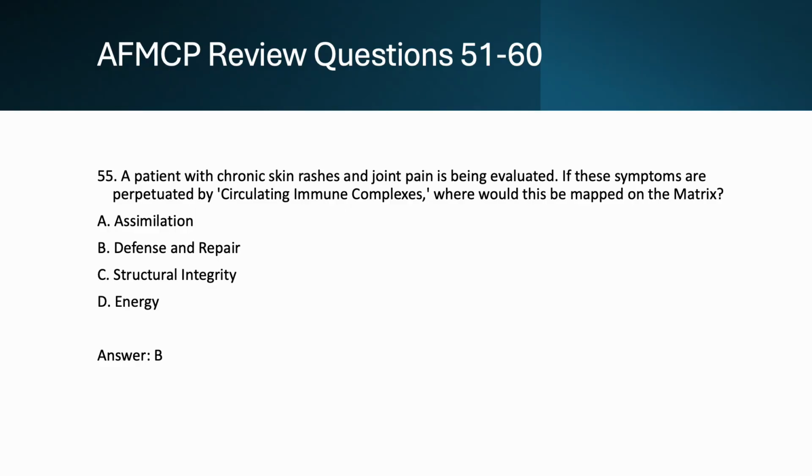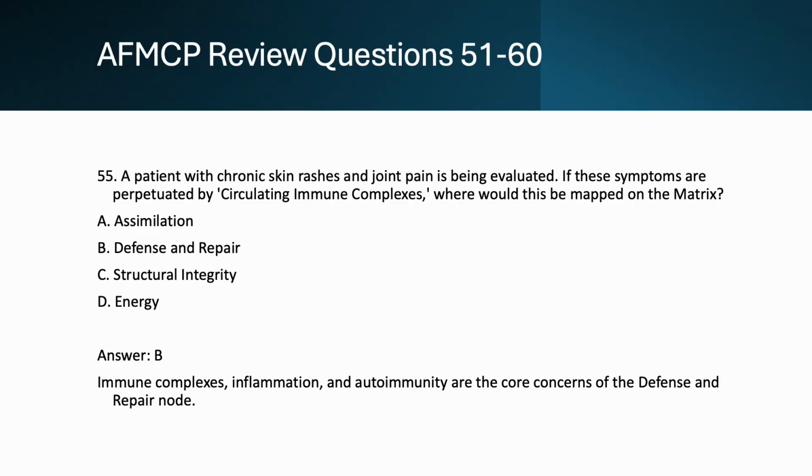And the correct answer is B, defense and repair. So immune complexes, inflammation, and autoimmunity are the core concerns of the defense and repair node. A is incorrect because assimilation node has to do with the GI system and the respiratory tract. C is incorrect because structural integrity node has to do with barriers and structures of cells, tissues, and organs. D is incorrect because the energy node has to do with the mitochondrial function and oxidative stress. So overall, the correct answer is B, defense and repair.